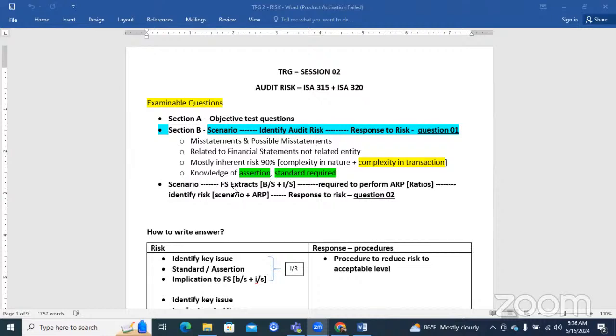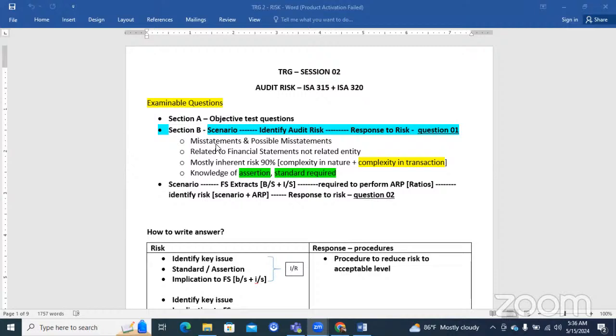In the final examination, section A is the objective test questions, so you should be able to perform questions related to section A as well. Especially the implication part is very important in section A. They will give you stories and scenarios and how that can affect the financial statements. What will be overstated, what will be understated, calculating materiality, response to the selected risk. Those kinds of things are generally tested under objective test questions. But today we're going to look at section B.